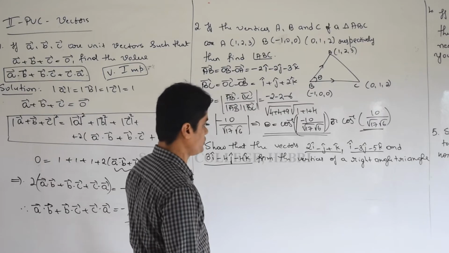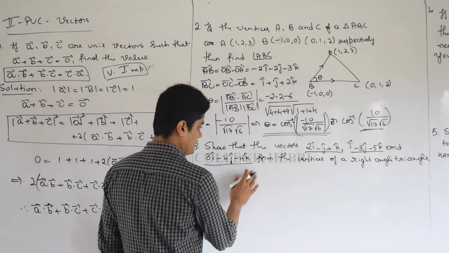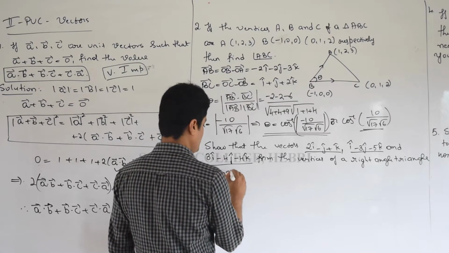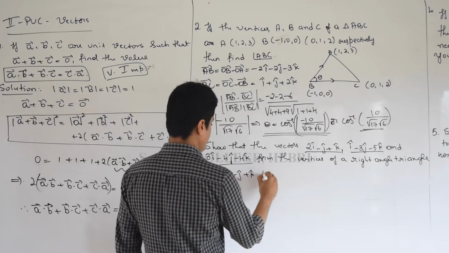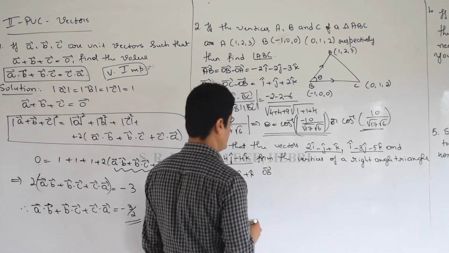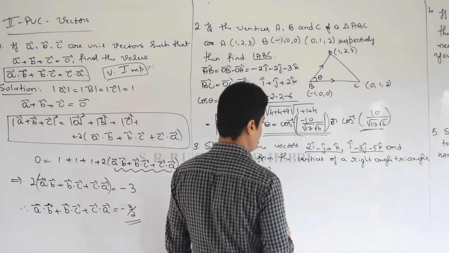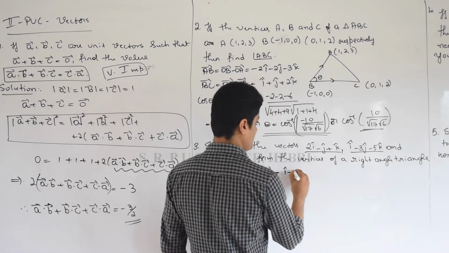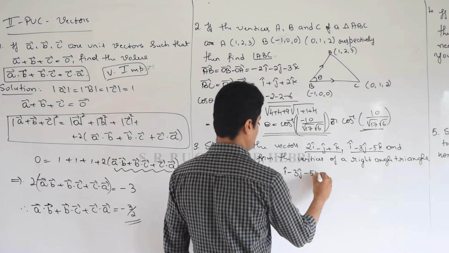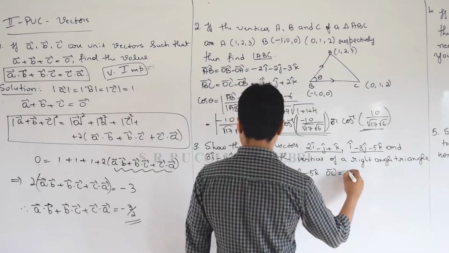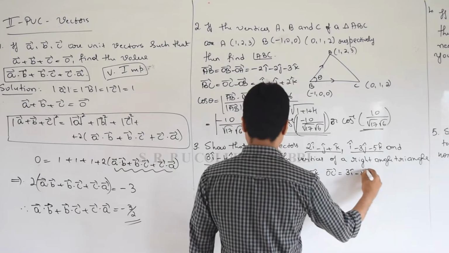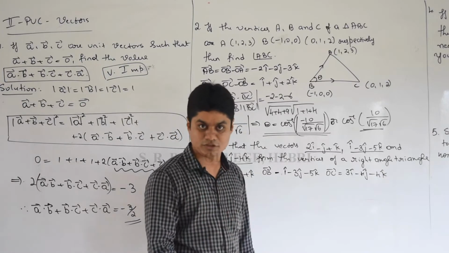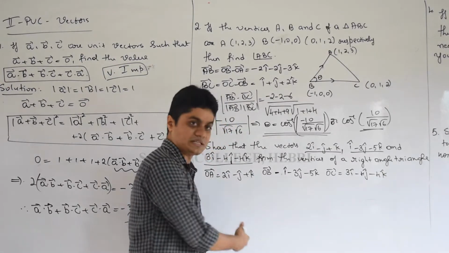So observe carefully. These are position vectors. Vector OA is given as 2i minus j plus k. Vector OB is given as i minus 3j minus 5k. Vector OC is given as 3i minus 4j minus 4k. If this question is asked in the exam, you can solve it either way: use magnitudes and Pythagoras theorem and prove it, or use the method which I am going to explain now.